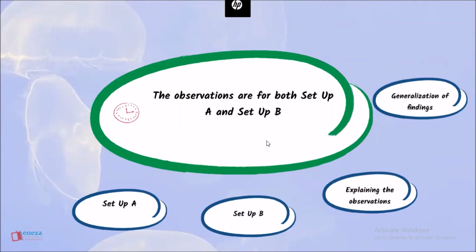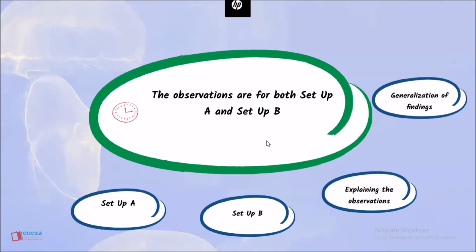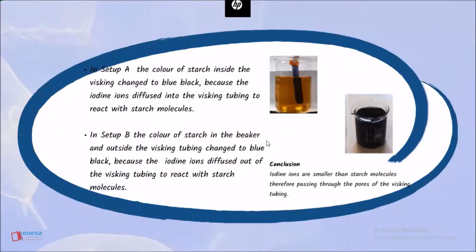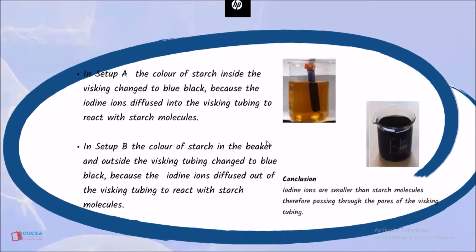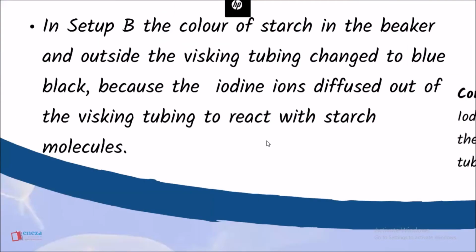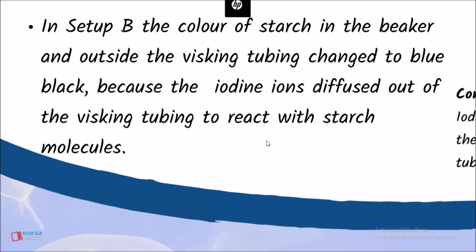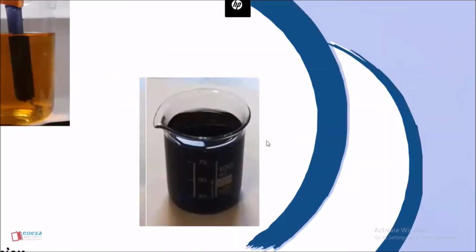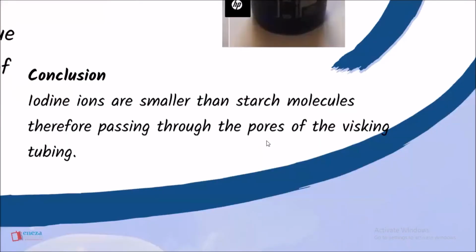Now let us explain the observations both in setup A and setup B. In setup A, the color of starch inside the whisking tubing changed to blue-black. Why? This is because the iodine ions diffused into the whisking tubing to react with starch molecules. In setup B, the color of starch in the beaker and outside the whisking tubing changed to blue-black because the iodine ions diffused out of the whisking tubing to react with starch molecules. This is, as we can see from the image here. So it is right to conclude that iodine ions are smaller than starch molecules, therefore passing through the pores of the whisking tubing.